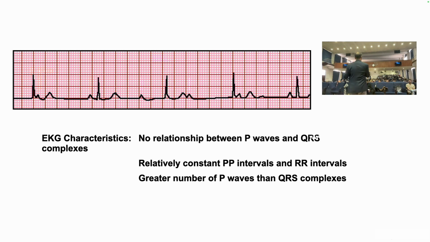The PP intervals are normal, same, fixed. The RR intervals are fixed. But the PR intervals are not fixed. There are more P waves than QRS complexes. This is third degree heart block.